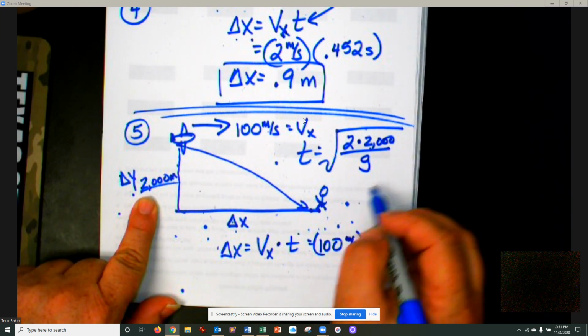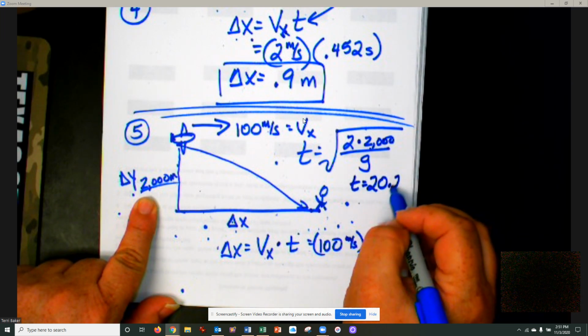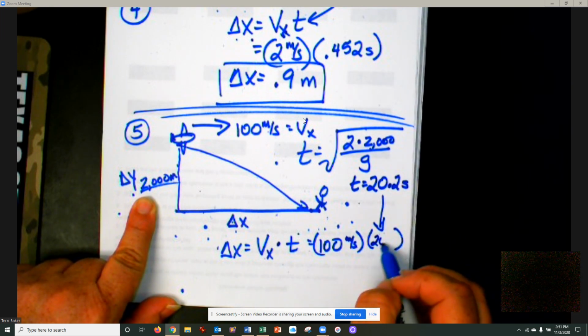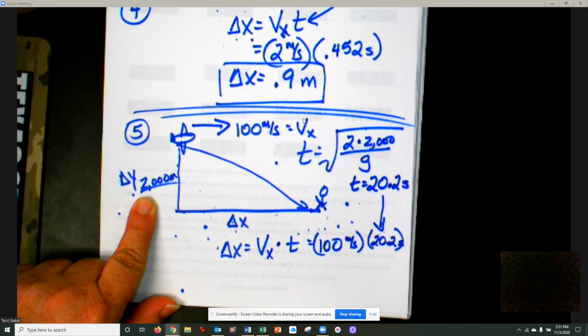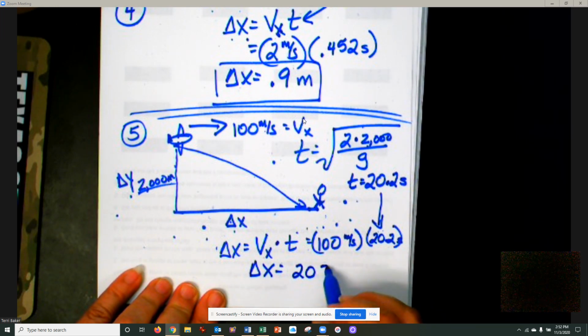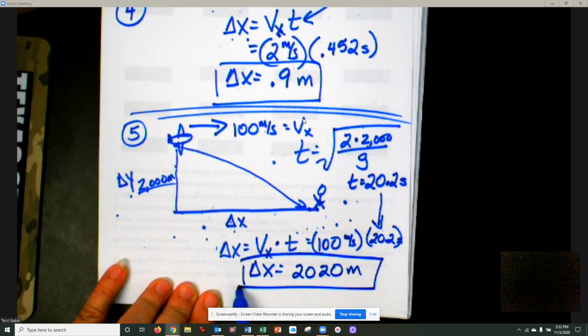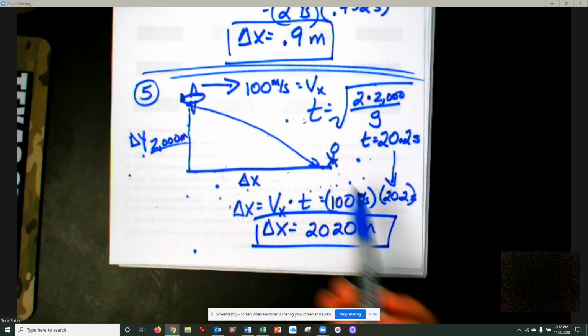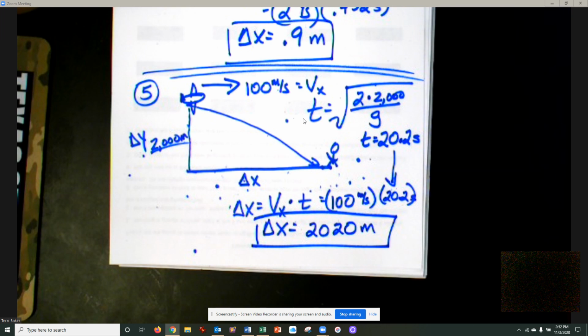So my time is 20.2 seconds. I'm going to plug that in there. So my delta x should be 2,020 meters. So she should drop the package 2,020 meters before she gets to the survivor. Four and five look like two totally different scenarios, but it's asking for the same thing.